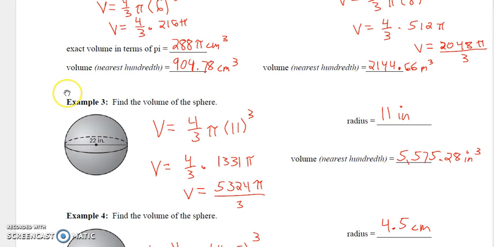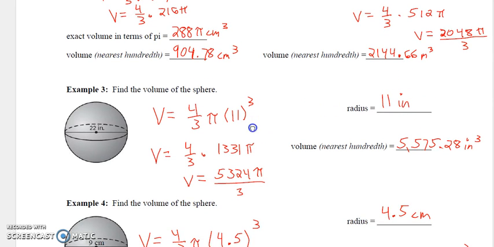Continuing along. Example 3, same thing. Don't be fooled. They're giving you the length of the diameter, which is 22 inches. We want the radius. It's 4/3 pi r cubed. So we need the radius. So we do 22 divided by 2, which is 11 inches for the radius. And that's what we substitute into the equation.